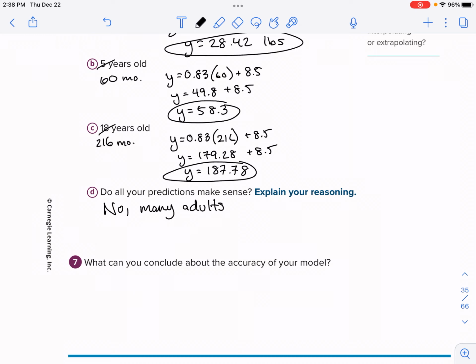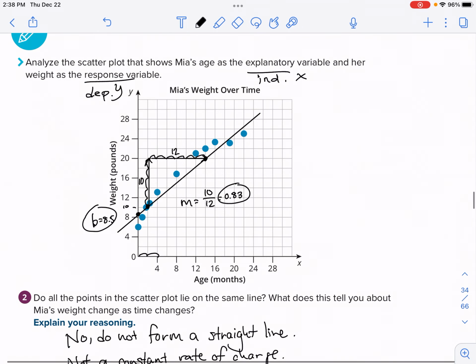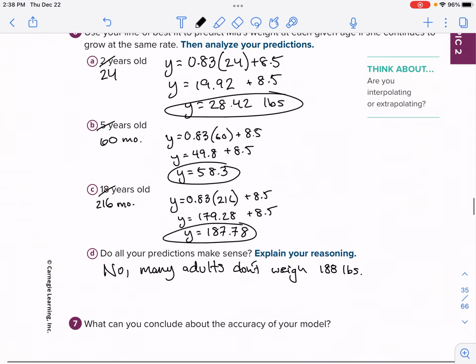And there's definitely counterexamples too. Many adults don't weigh 180. We'll put 8 pounds. Right, they can, but our prediction might be a little bit off just based on how we drew the line. If I made that line a little bit steeper, then it would be even more so.